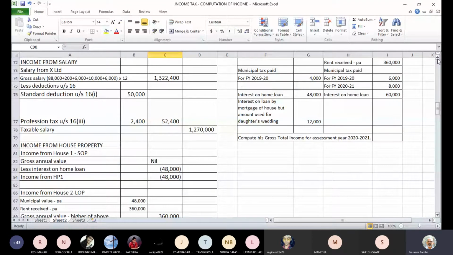So irrespective of the period, if the municipal tax is paid in the relevant previous year, that will be allowed as a deduction. The only condition is it should be paid in the previous year and it should be borne by the assessee. The burden should be borne by the assessee. If these two conditions are met, then you can claim the municipal taxes for both the years, earlier year, current year, next year, advance, whatever. Whatever has been paid in the relevant previous year should be allowed as a deduction.